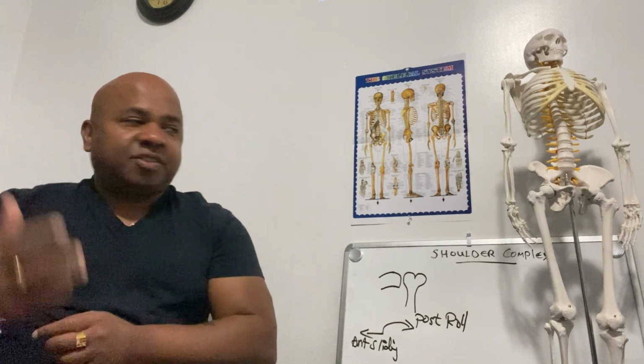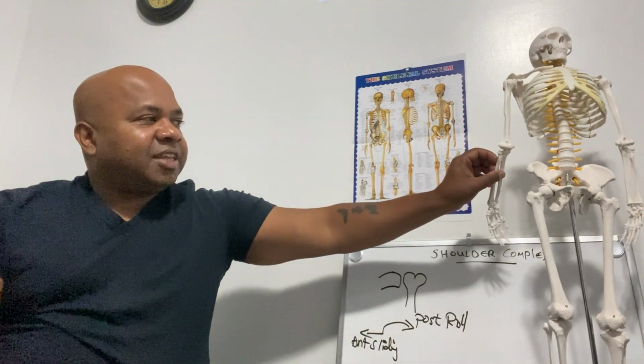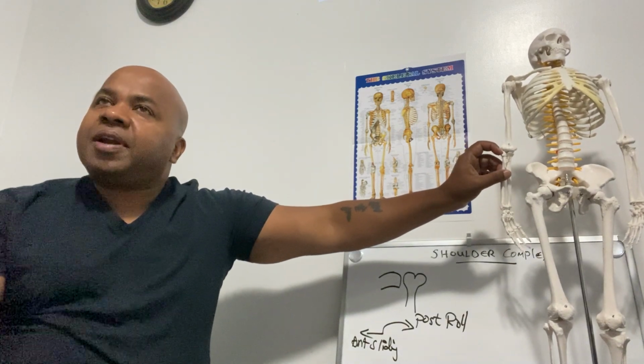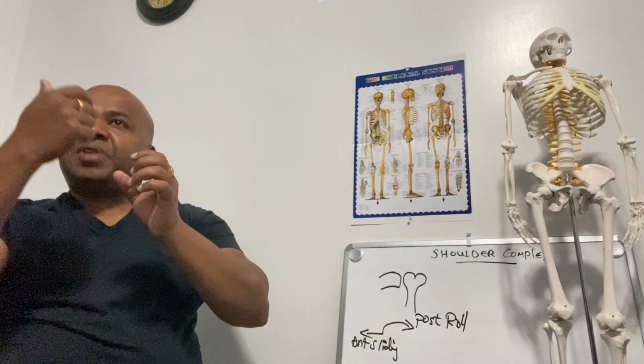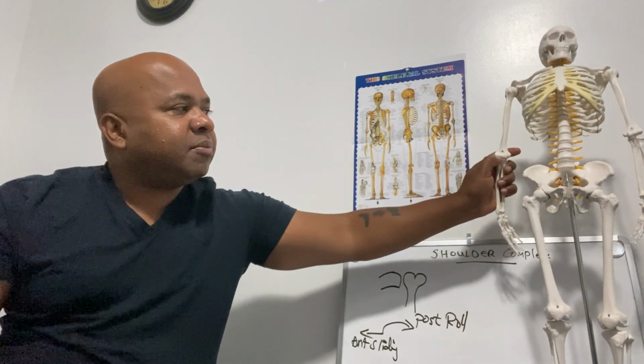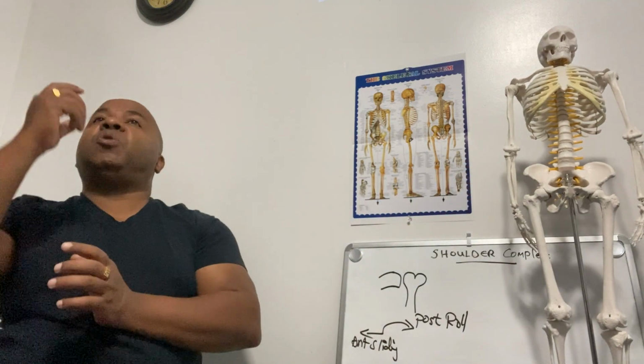Okay, another example, the humero-radial articulation. You can see the concave shaped head of the radius. The concave shaped head of the radius moves on the convex shaped capitulum. Here you can see the capitulum of the humerus.